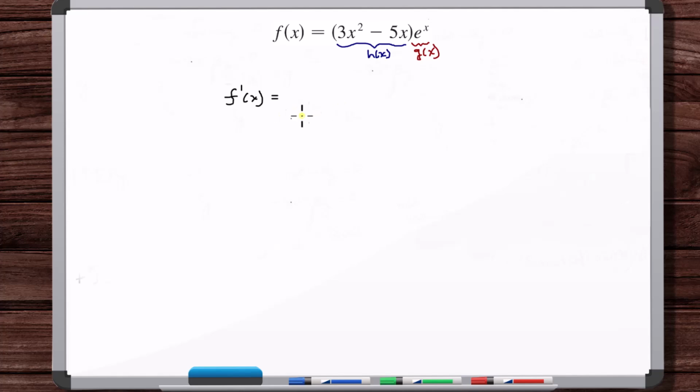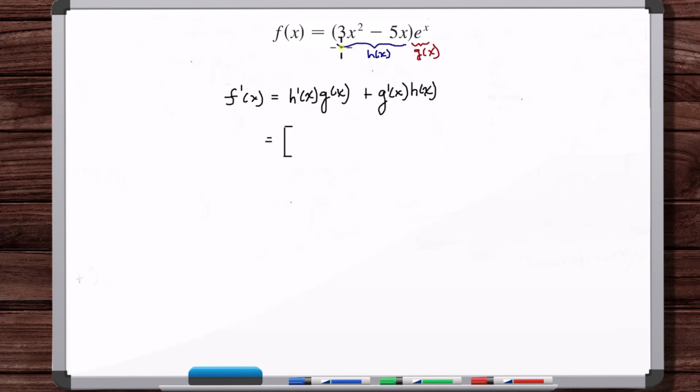The product rule says that the derivative f prime of x is h prime of x g of x plus g prime of x h of x. So what is h prime of x? What's the derivative with respect to x of this 3x squared minus 5x? We're going to put this in one big bracket because we want to isolate h prime of x.